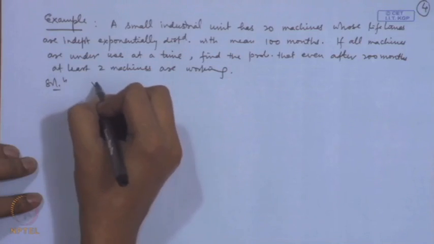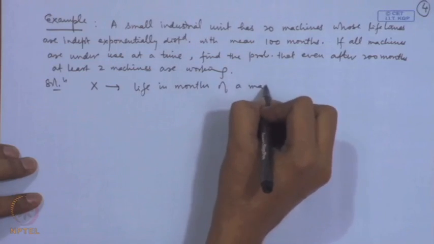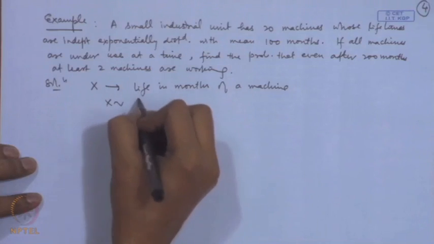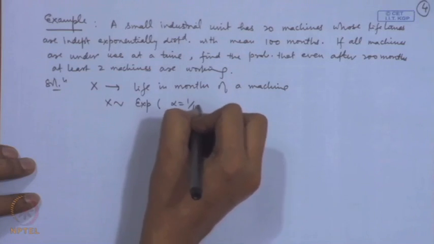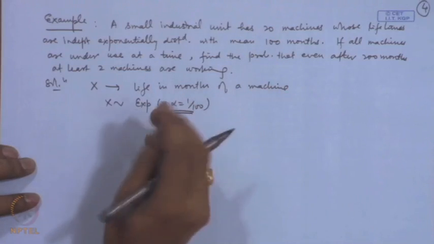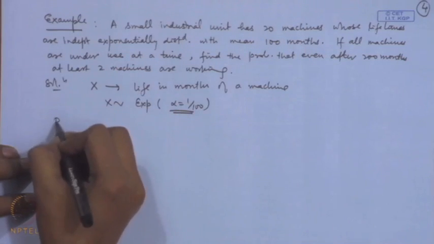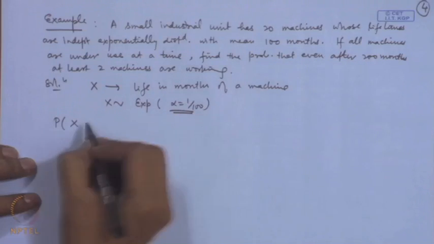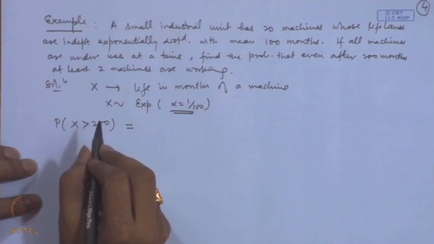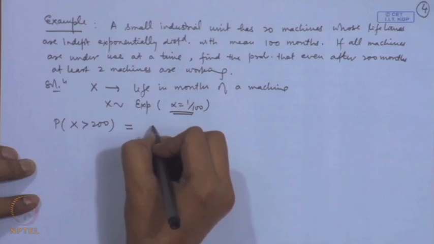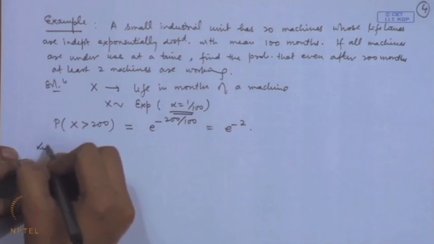So, let us consider, say X is the lifetime in months of a machine. Then it is given that X follows exponential distribution with parameter alpha equal to 1 by 100, that is mean is 100, because in the exponential distribution the mean was 1 by alpha. So, what is the probability that a machine is working after 200 months? It is probability X greater than 200. In the exponential distribution we have seen it is equal to e to the power minus alpha y. So, it is equal to e to the power minus 200 by 100, that is equal to e to the power minus 2.